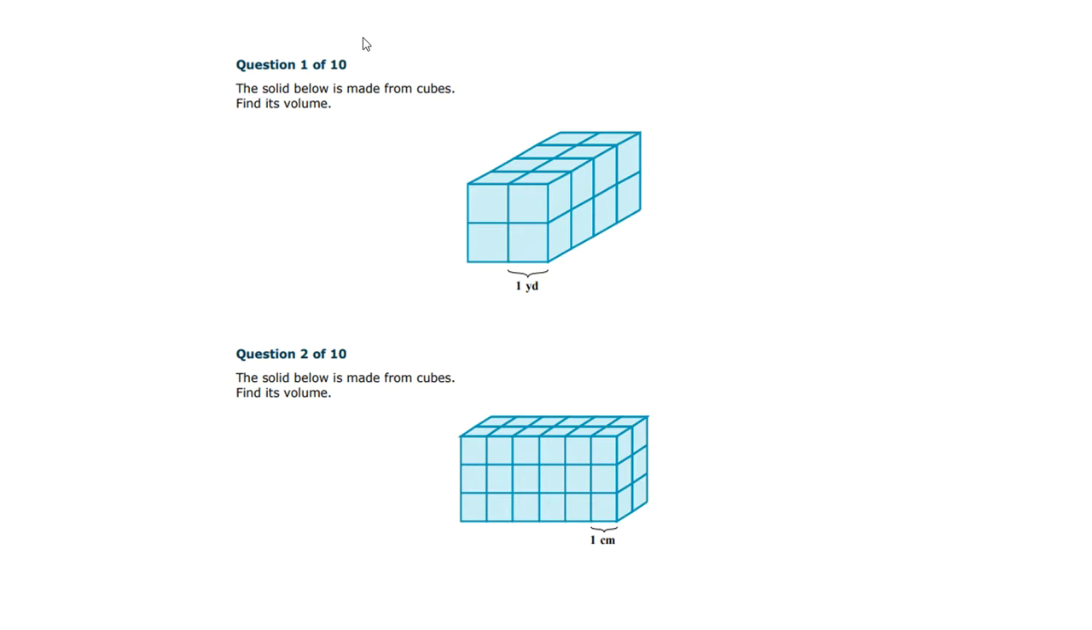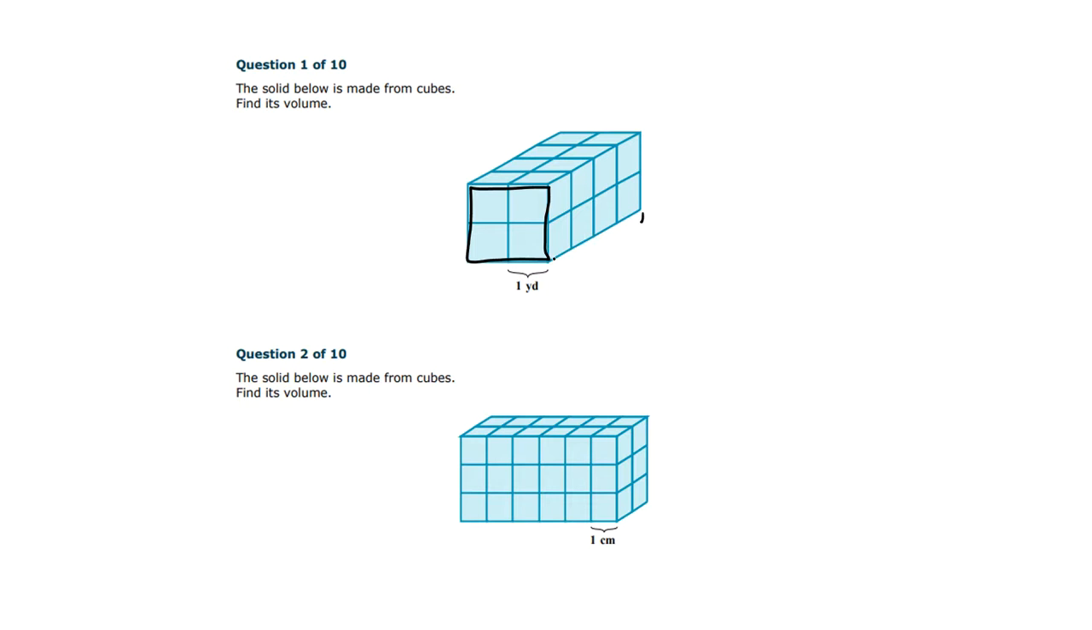So, the solid below is made from cubes. Find its volume. Okay, so when we're finding the volume of a solid, it's pretty easy, actually. All we have to do is find the area of the shape that was extended and then multiply by the length that it was extended.